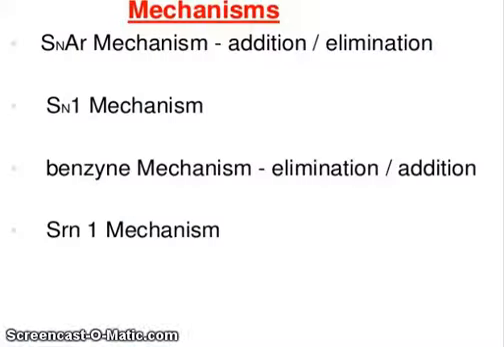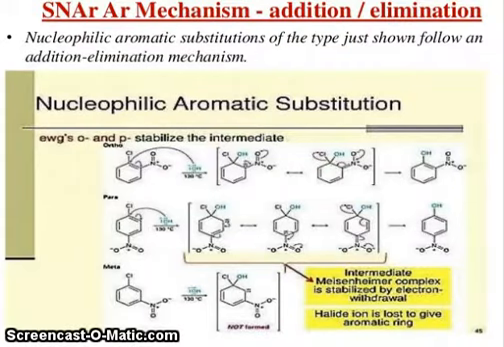So the mechanisms are: SNAr mechanism, addition-elimination; SN1 mechanism; benzyne mechanism, elimination-addition; and SRN1 mechanism. So the SNAr aromatic mechanism is first addition and then elimination. Nucleophilic aromatic substitution of the type just shown is an addition-elimination mechanism.